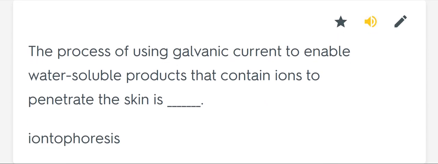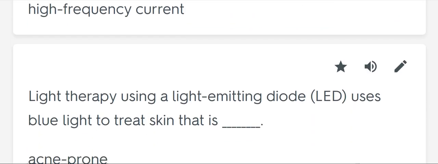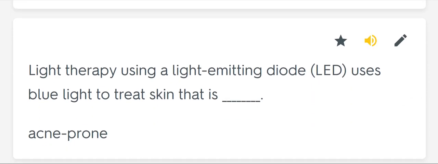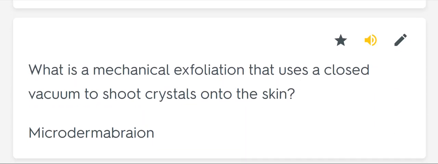The process of using galvanic current to enable water-soluble products that contain ions to penetrate the skin is blank. Iontophoresis. Nikola Tesla is credited with discovering blank. High-frequency current. Light therapy using a light-emitting diode uses blue light to treat skin that is blank. Acne-prone. What is a mechanical exfoliation that uses a closed vacuum to shoot crystals onto the skin? Microdermabrasion.